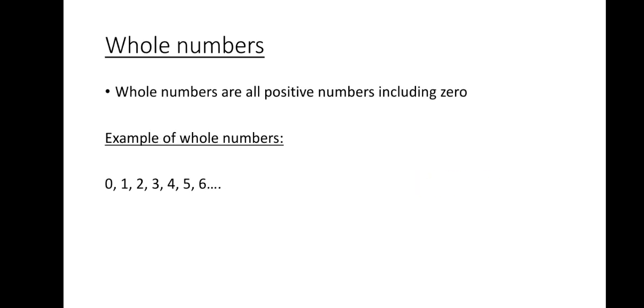Moving over to whole numbers. What are whole numbers? Whole numbers are all natural numbers, including zero. Examples of whole numbers are 0, 1, 2, 3, 4, 5, 6, and so on.